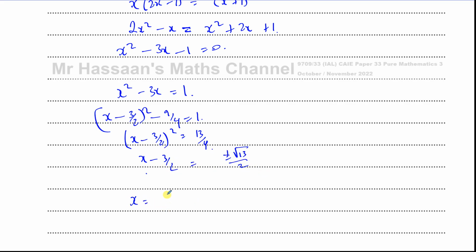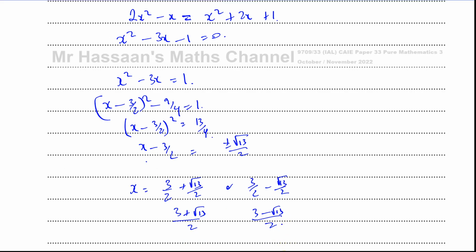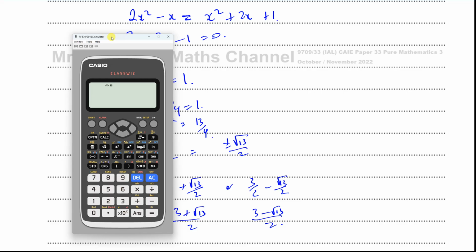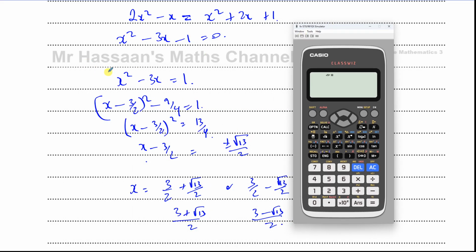So x is equal to 3 over 2 plus root 13 over 2, or 3 over 2 minus root 13 over 2. So this is 3 plus root 13 over 2 and 3 minus root 13 over 2. So we can work out what our answer is. If you want to make sure that you haven't done something silly, we can use the quadratic formula even at this stage, just to make sure.